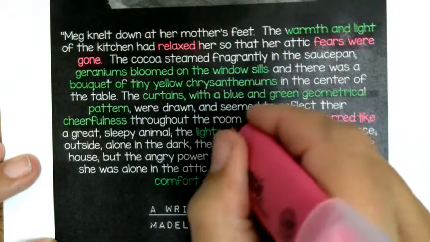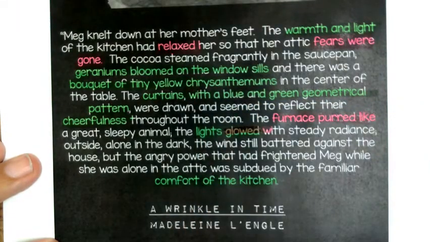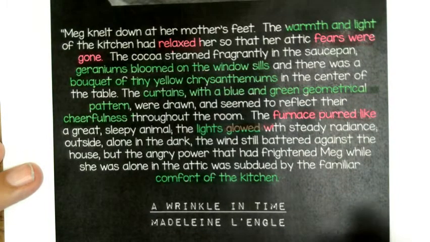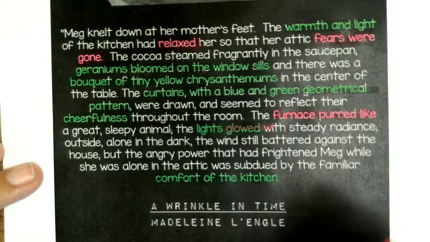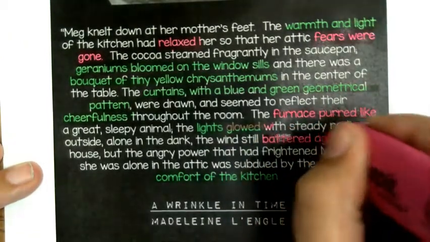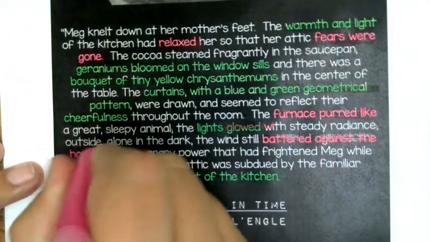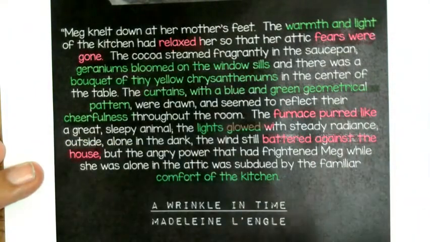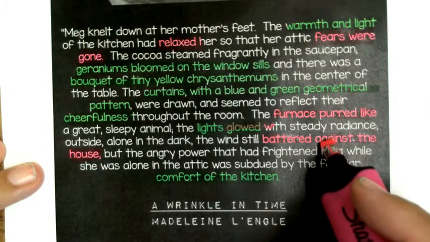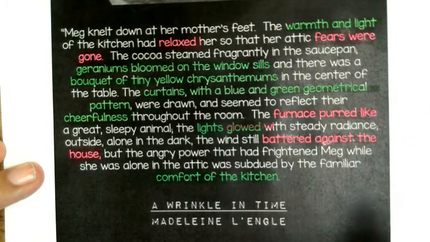Oh, our lights glowed. I don't know if I can go over that again. So glowed might be one. All right, now we have a contradictory verb. What did the wind do? It battered against the house. So that kind of is a contrast to show us how calm the inside of the kitchen was. We have this contrasting word of the wind battering against the house.